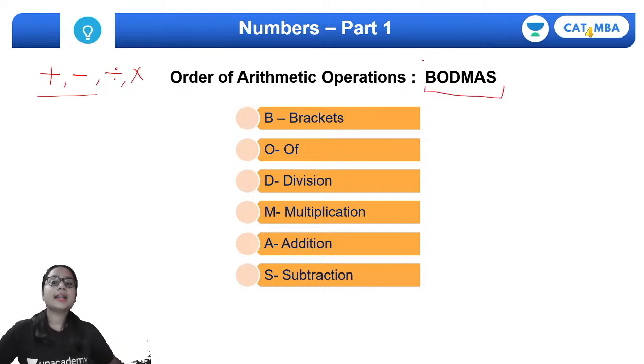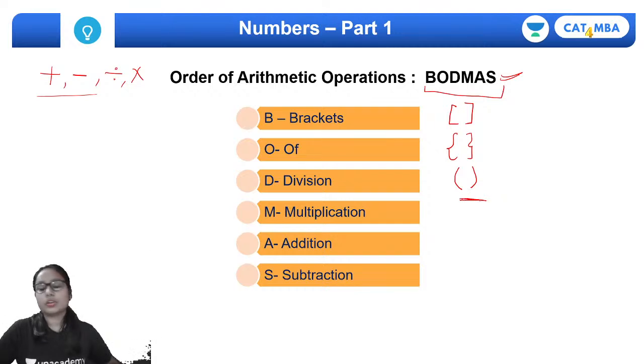Now let us understand what this term means. B in BODMAS stands for brackets. Brackets are of 4 types. The first type is the box bracket. The second type is the curly bracket. The third type is the bracket known as parenthesis. And then we have the bar bracket, also known as vinculum. This is the order in which they will be solved.